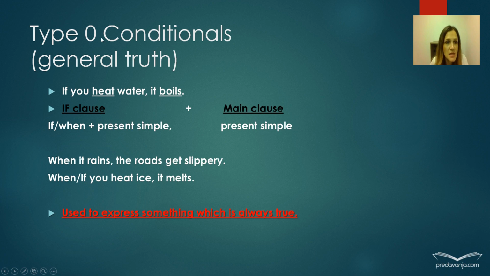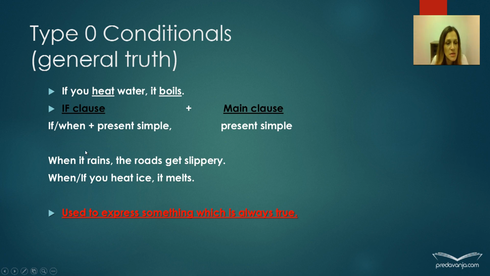In this case, in zero conditional, we have present simple in both clauses. So in the if clause, there's if or when, in this case, plus present simple here. And in the main clause, there's present simple as well. As we can see here, we use zero conditional for general truths, basically for actions that are always true. So whenever you heat water, it boils.